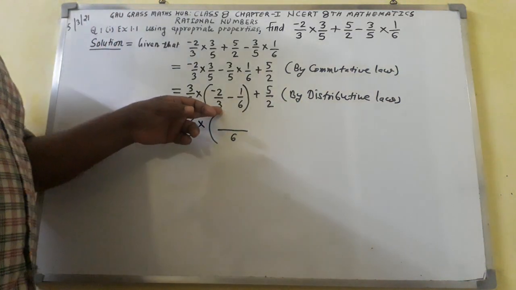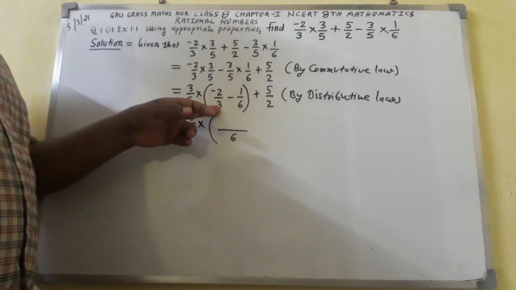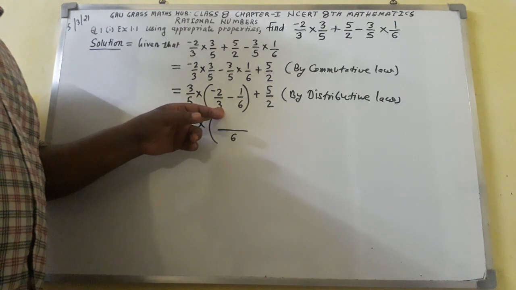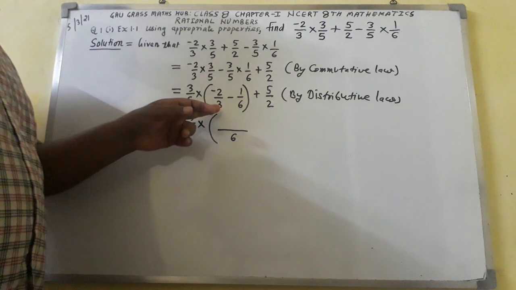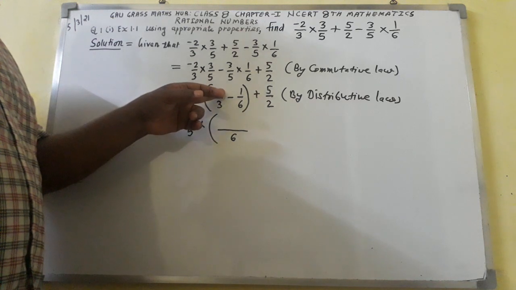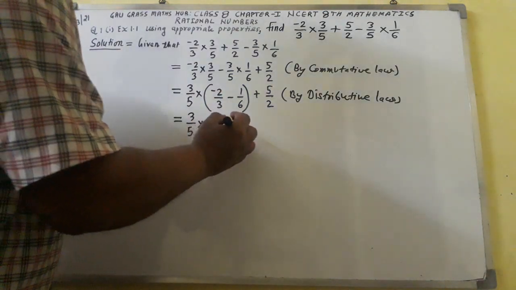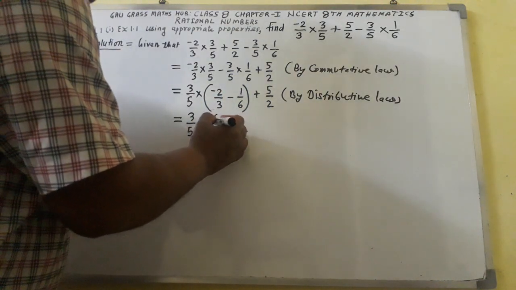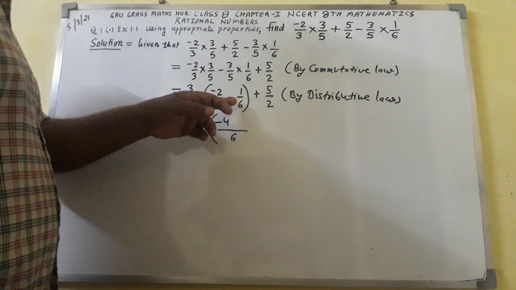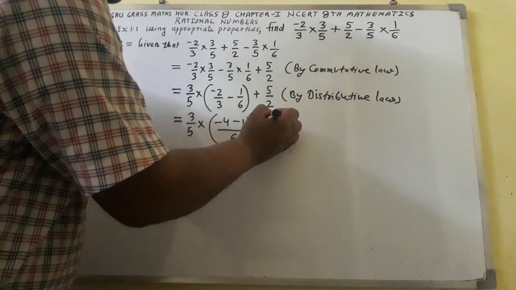And here you can see 3 is available. By what digit should you multiply 3 to get 6? If you multiply 3 by 2, you can easily get 6. So if your denominator is multiplied by 2, the numerator will also multiply by 2. So minus 2 multiplied by 2 comes out to here minus 4. And here 6 is there, here 6 is there. It will become minus 1. Bracket close plus 5 by 2.